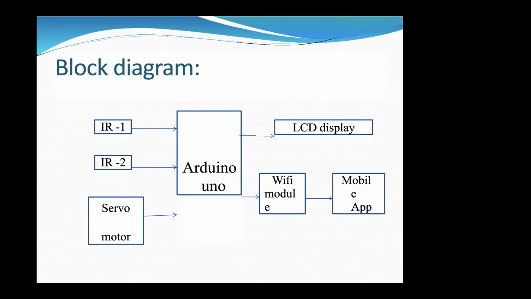And we have one LCD display to display the parking status, which is shown in green or red color. We use this Wi-Fi module to update the mobile app, and the servo motor is just to open and close the gate.